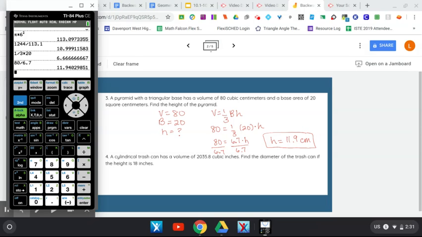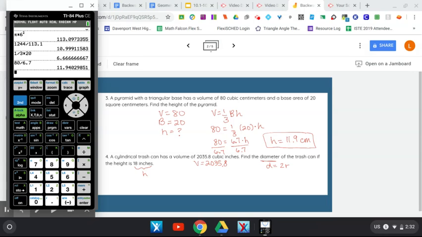All right, number 4, you have a cylindrical trash can with a volume of 2,335.8 cubic inches, and they want you to find the diameter of the trash can if the height is 18 inches. So right here, volume equals 2,035.8. You're finding the diameter, which again is 2 times the radius. And then your height is 18 inches.